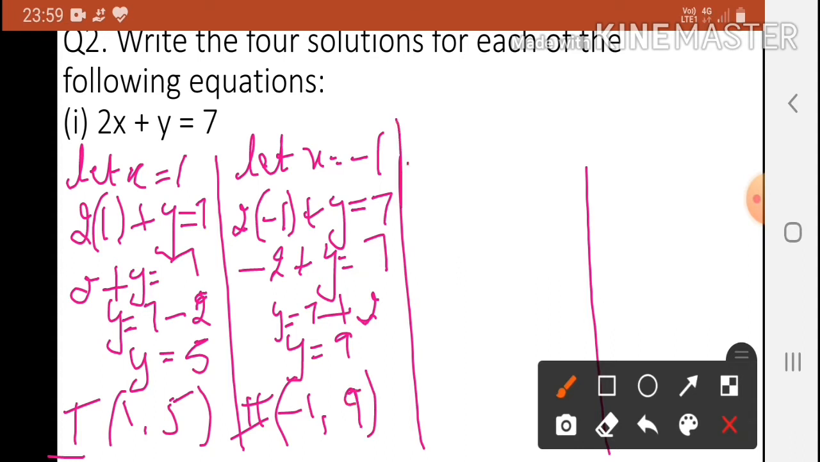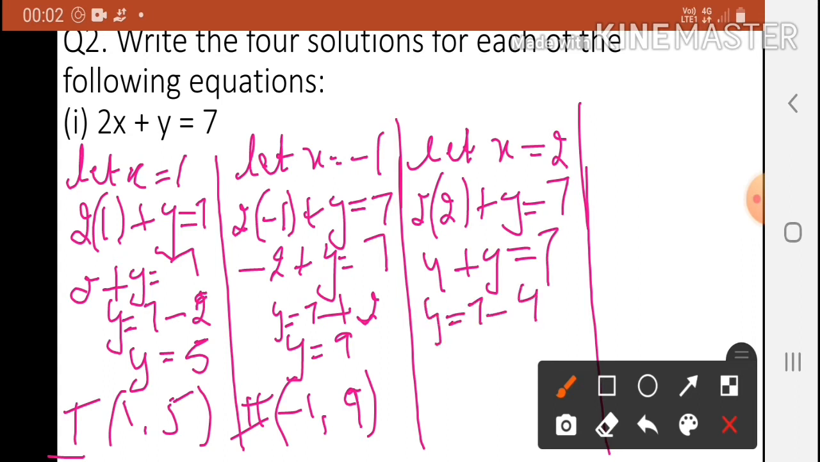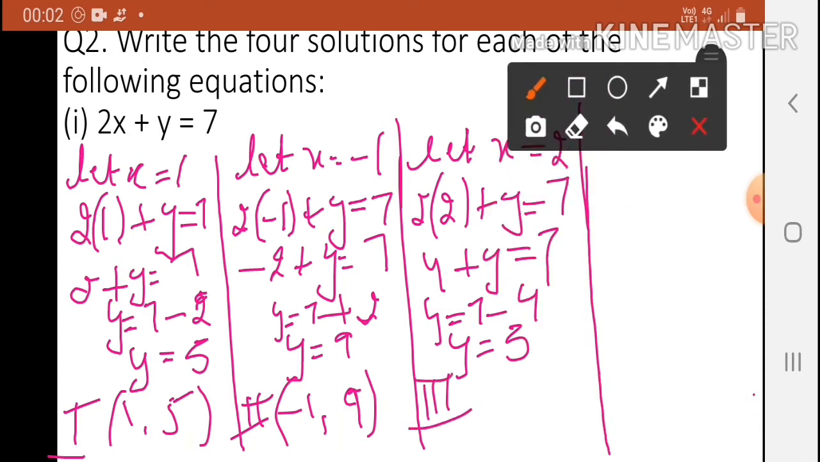Then let x equals, now we'll take 2. 2 multiplied by 2 plus y equals 7. 4 plus y equals 7. y equals 7 minus 4, and your y will be 3. Now your third solution is (2, 3).